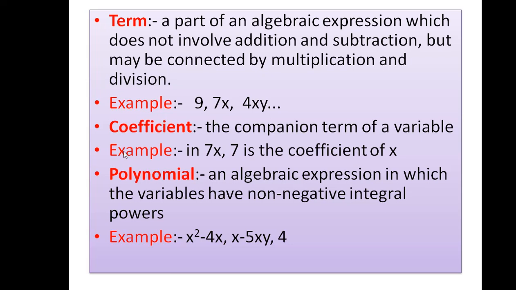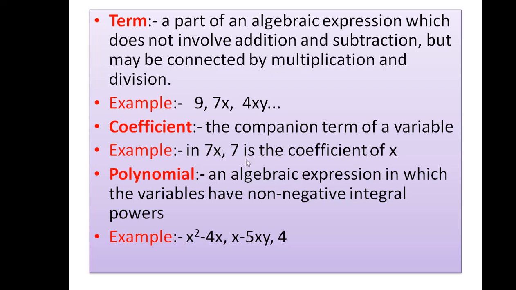Then coefficient, the companion term of a variable. Suppose the variable is there, any constant or variable which is attached to it is called a coefficient. So in the example 7x, 7 is the coefficient of x.